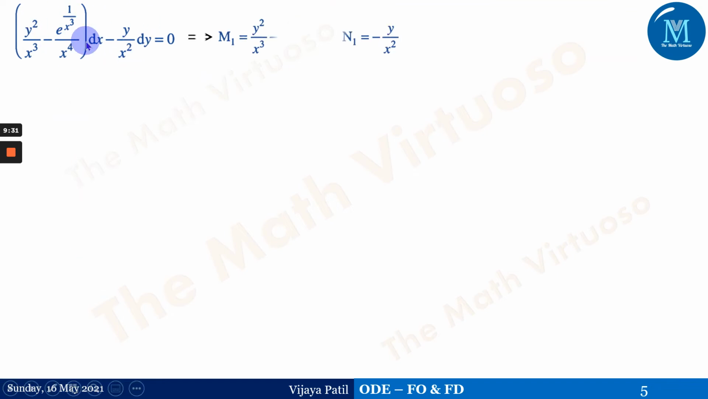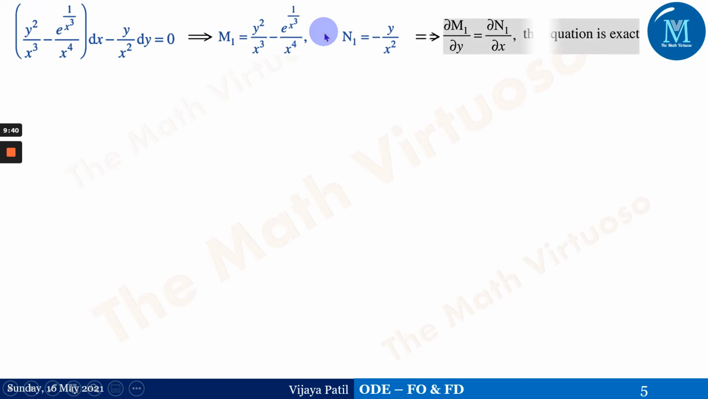After this we can identify m1 and n1, which are new after multiplying m and n here. If you observe here, you can easily check. It's optional actually. If you want to check out of curiosity, you can check whether dou m1 upon dou y equals dou n1 upon dou x. If not, it's not even required.